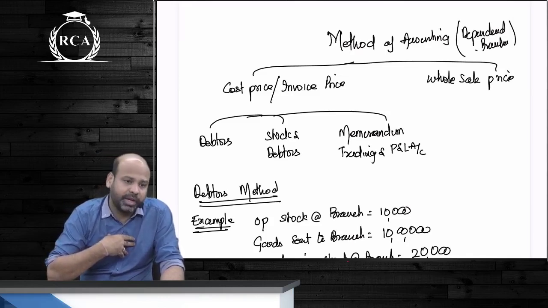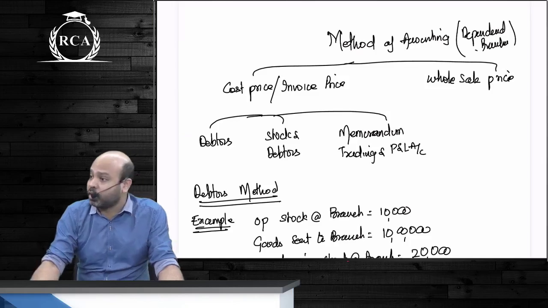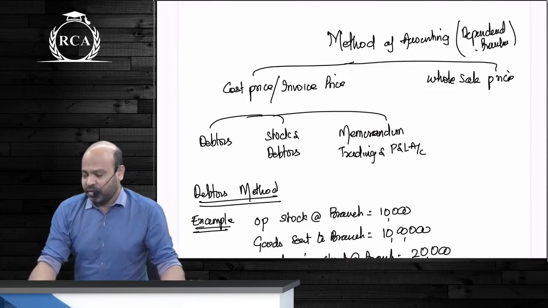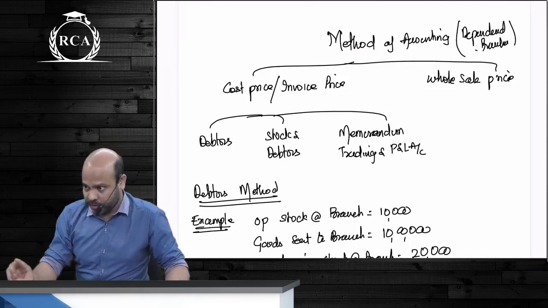Under wholesale price method, guys, head office is going to record its own share of profit, branch is going to record its own share of profit. So head office will record a profit of 20 rupees, branch will record a profit of 30 rupees. That is under wholesale.